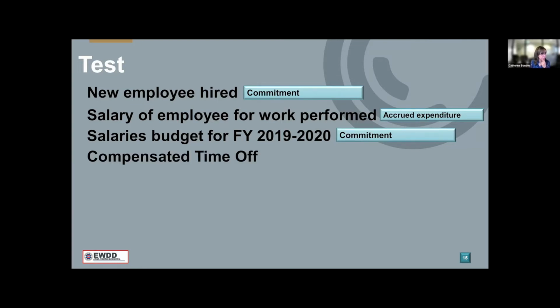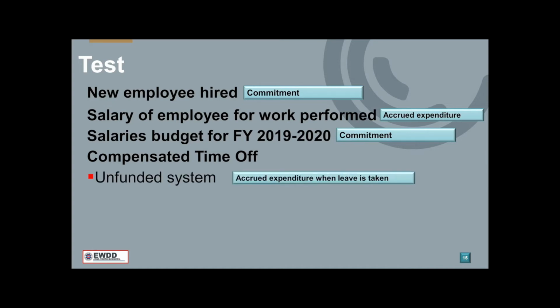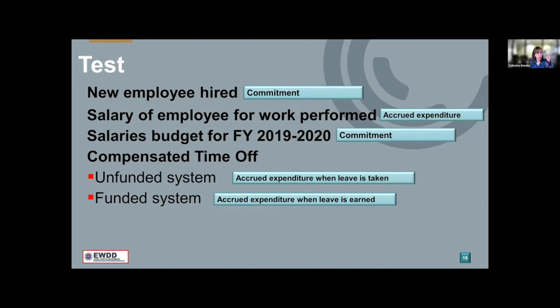Compensated time off, vacation. Remember we were talking about funded and unfunded? So if you're an unfunded system, it becomes an accrued expenditure when the employee takes the time off, right? And now you can report that as an expenditure because the employee took vacation. The funded system is, it becomes an expenditure as the employee earns it, even if he or she doesn't take the time off. So that means you bill the city, but you put it away in a separate or escrow account where you can then draw from when the employee finally takes it. Very few that I see are funded systems, very hard to track, but you need to know what your system is.